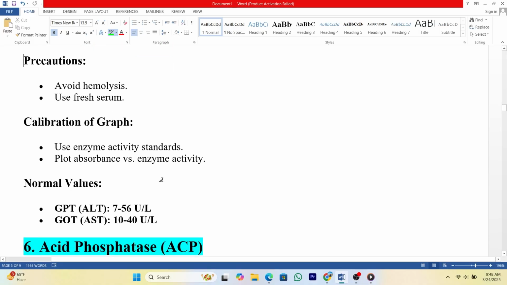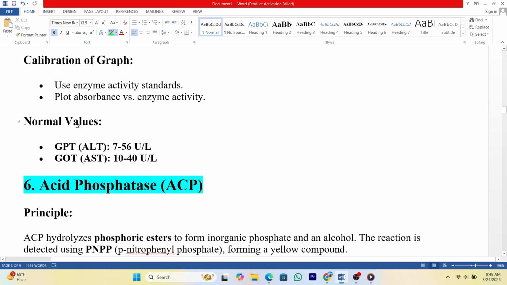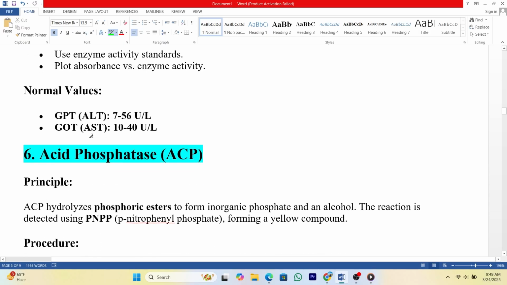Calibration of graph. Use enzyme activity standards. Plot absorbance versus enzyme activity. Normal values. GPT, ALT 7 to 56 U/L. GOT, AST 10 to 40 U/L.